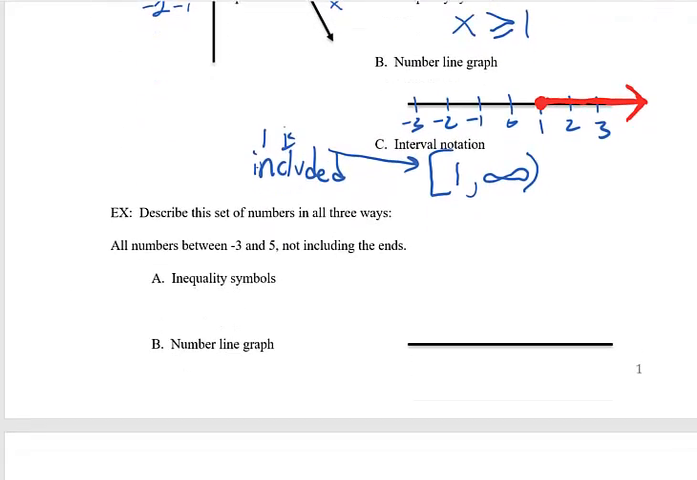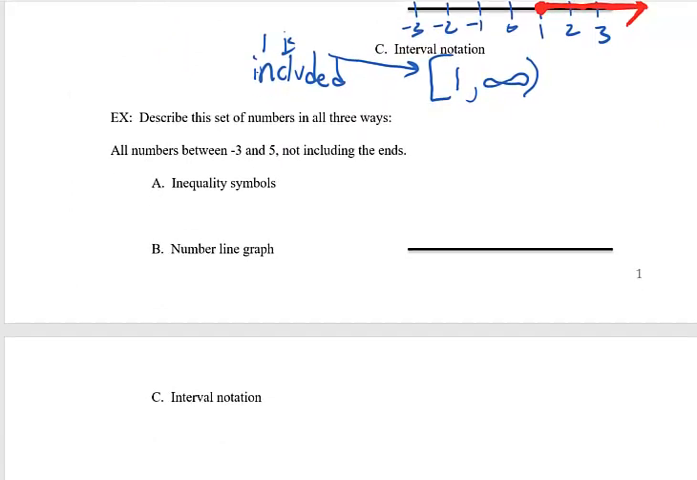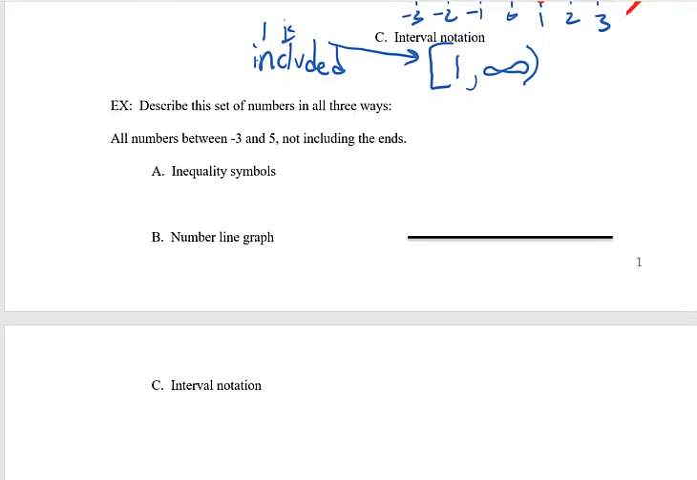I didn't make a graph or anything this time, but let's say that we were looking at some function and we figured out that the domain was all numbers between -3 and 5. And when I say not including the ends, I just mean not -3 and not 5. So let's try to describe that set of numbers in those same 3 ways. First, with the inequality symbols.